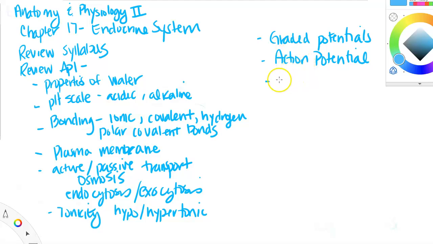You want to go through the ANS and be really familiar with the sympathetic system and the parasympathetic.